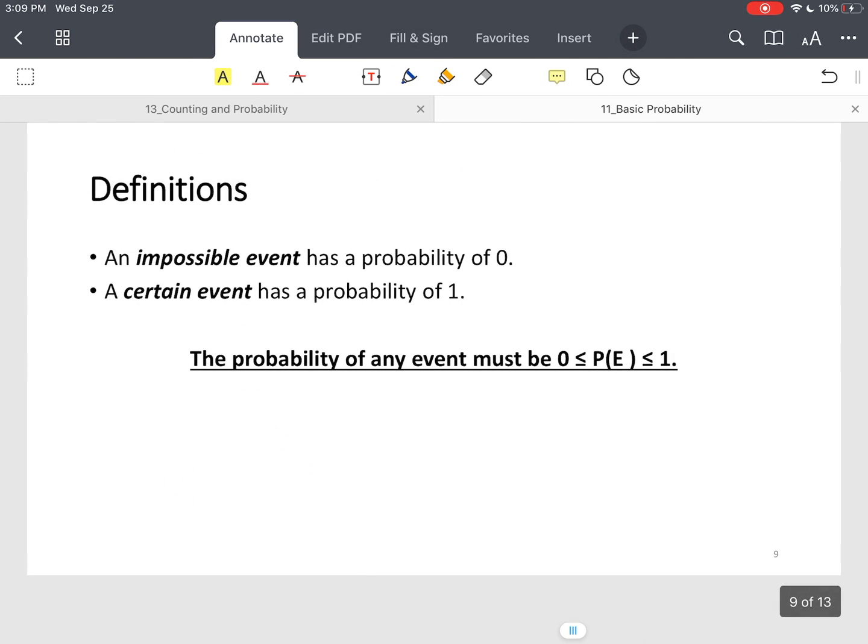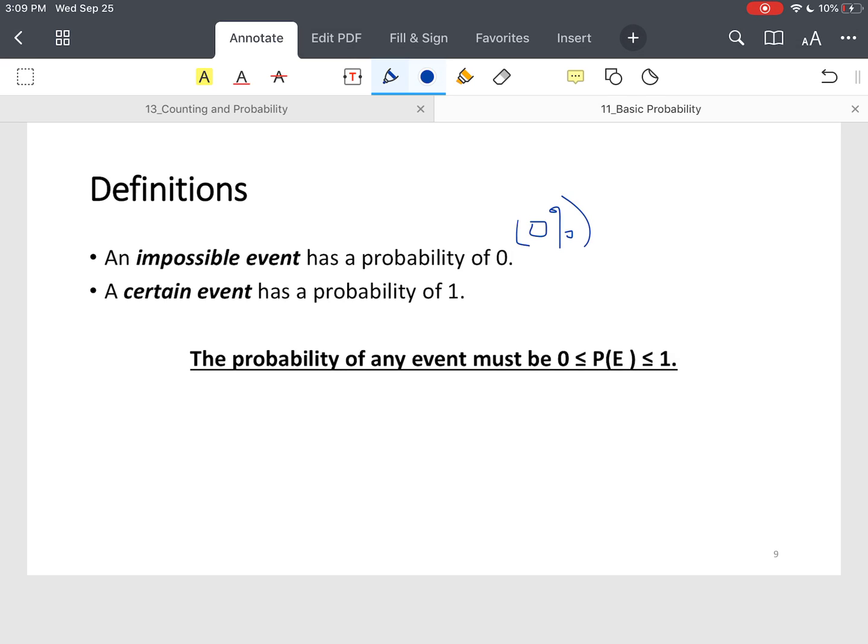Then you have a couple more definitions. An impossible event has a probability of 0. Now, if they use percents, that's 0%. So 0% chance. A certain event has a probability of 1. So that's the same thing as 100%. Now, it's important to note that you cannot have negative probabilities, and you can't have probabilities over 100%.